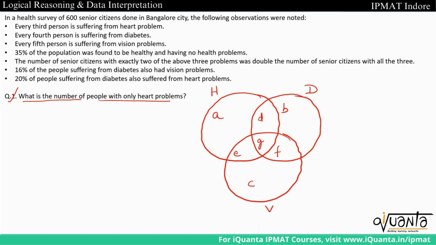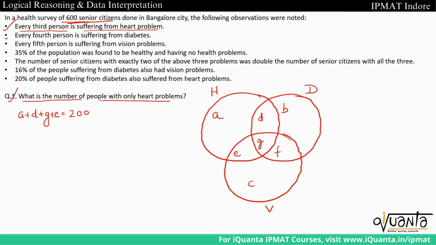We are given that total 600 senior citizens have been surveyed. So the first clue is, every third person is suffering from heart problem. So every third means out of 600, every third person is suffering from heart problem. So every third means 600 by 3. So the total value of set of heart problems will be equal to 600 by 3, which means 200. So A plus D plus G plus E will be equal to 600 by 3, that means 200.